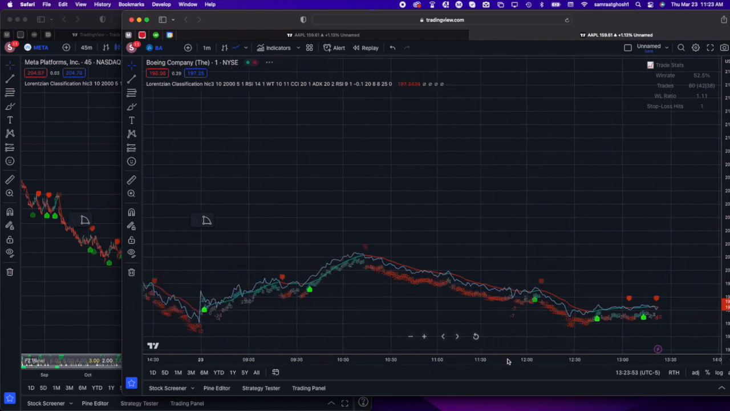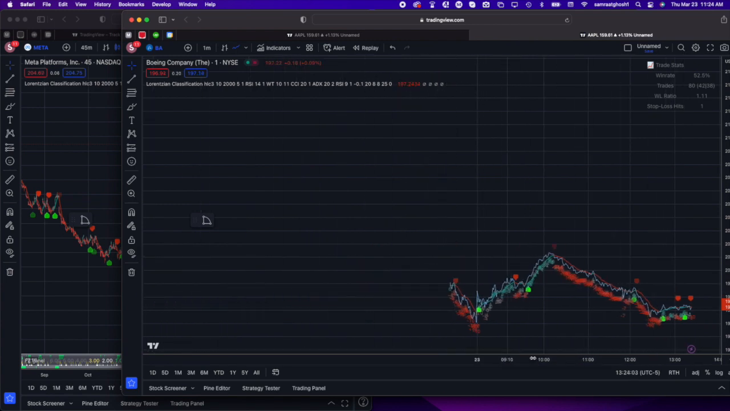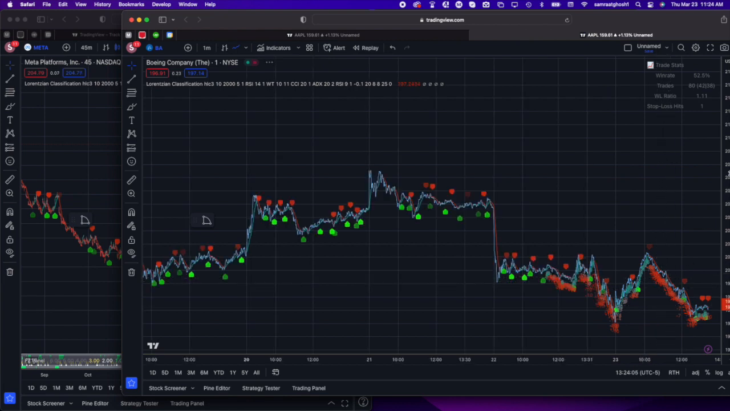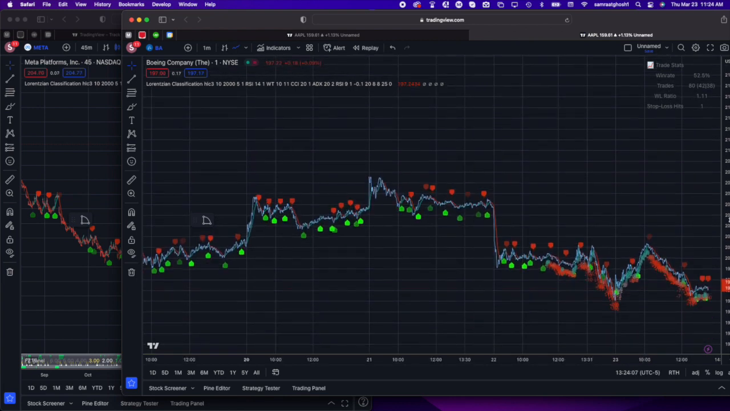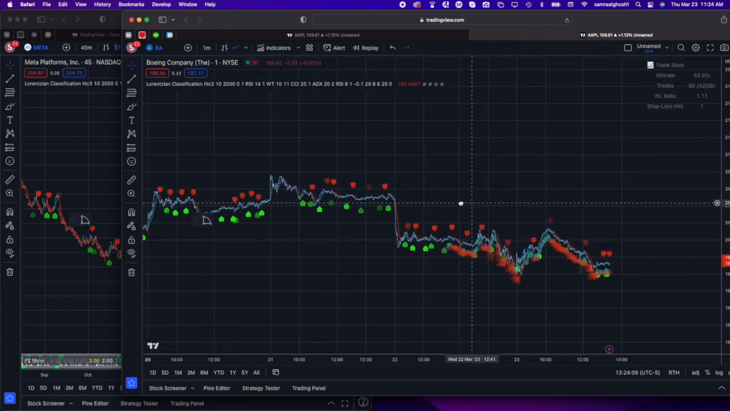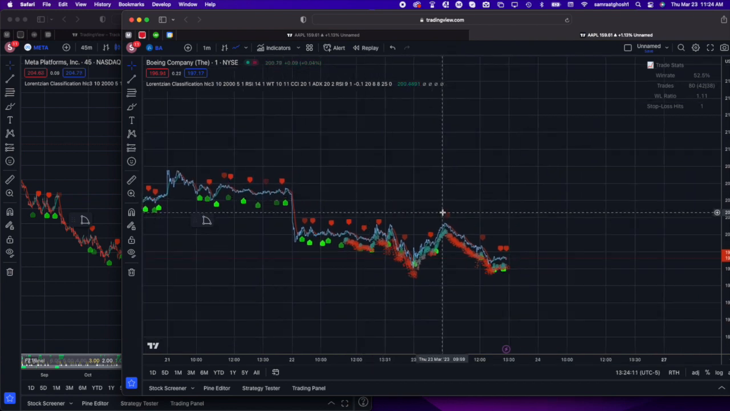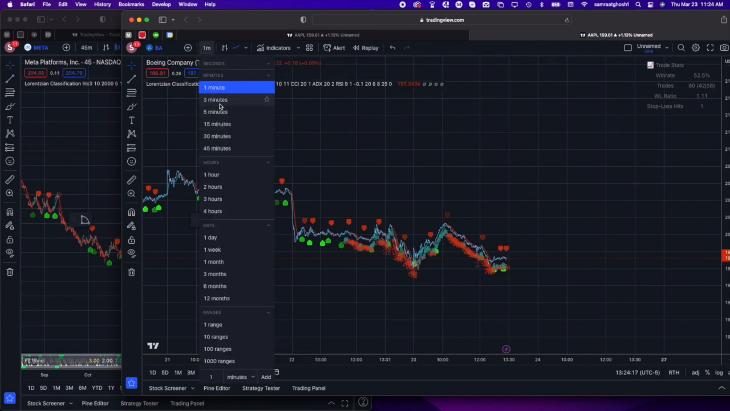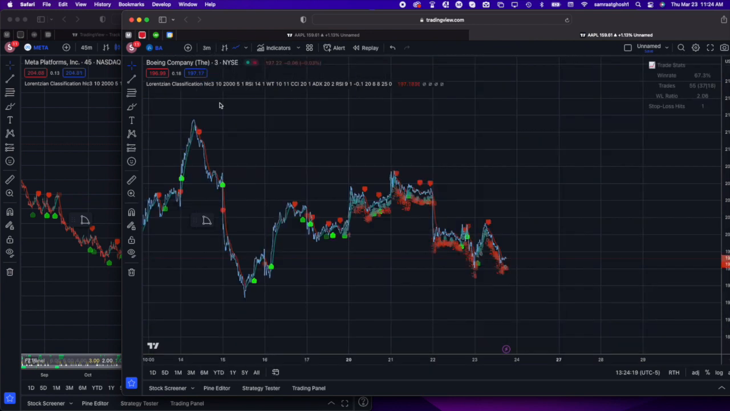So this is Boeing. This is on the 1 minute time series. So on the 1 minute time series, it took 80 trades. It was a little bit less on the win rate, but it took a lot of trades, as you can see here, going all the way back to March 20th, and still looking at real-time data and creating solutions. On the 3 minute, 67.3%.